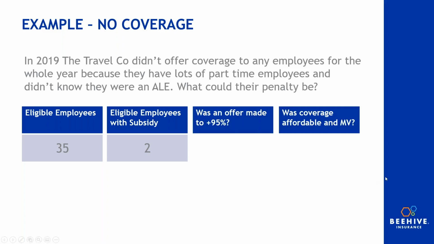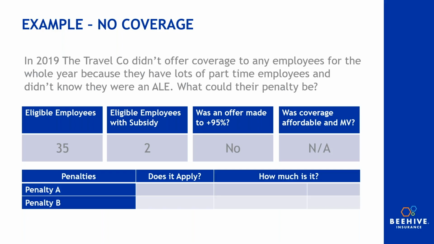Now we ask 2 of our penalty questions. Was an offer made to 95% or more of eligible employees? And was the coverage affordable and minimum value? Because coverage was not offered at all, of course, there was no coverage to be affordable. So now let's look at our penalties.